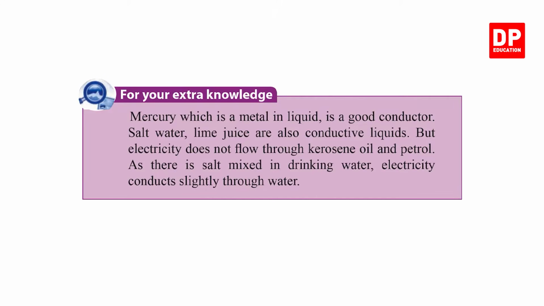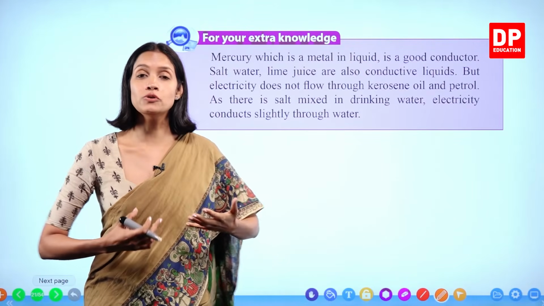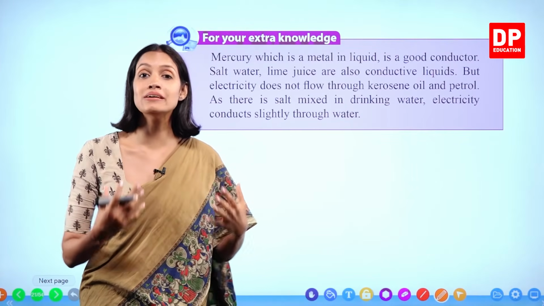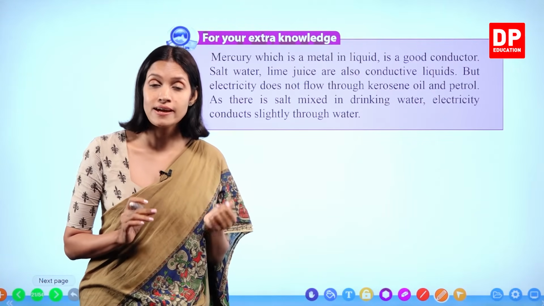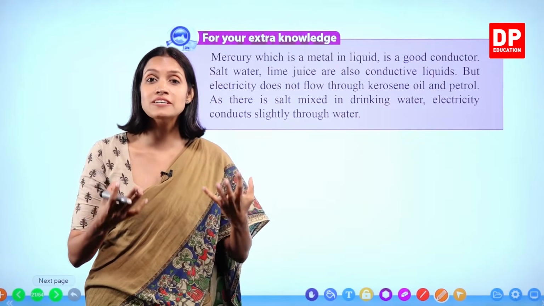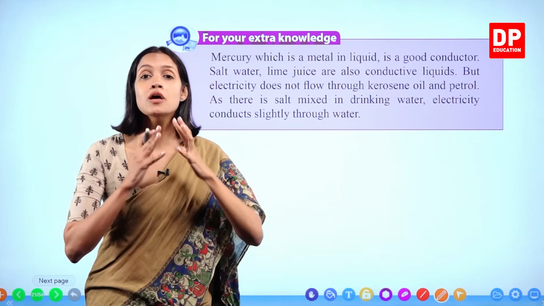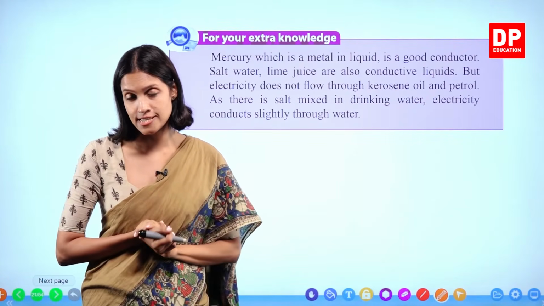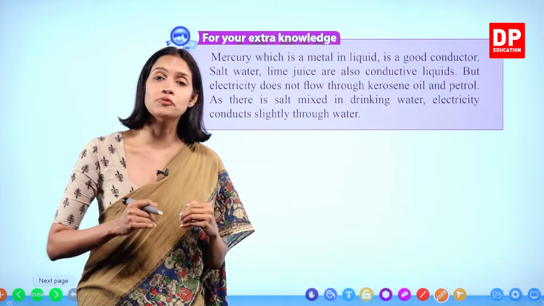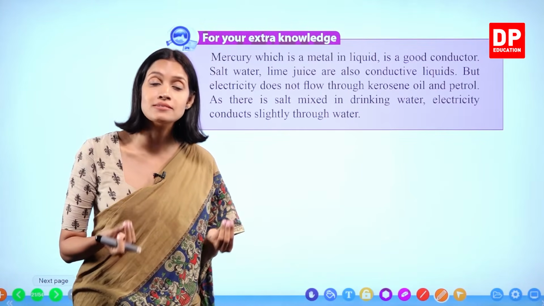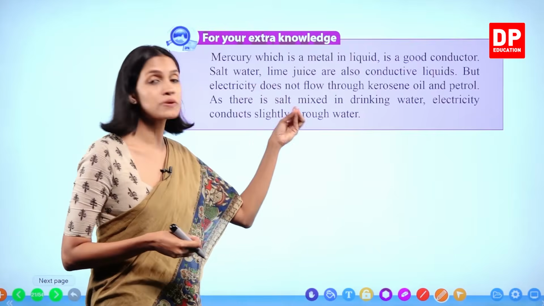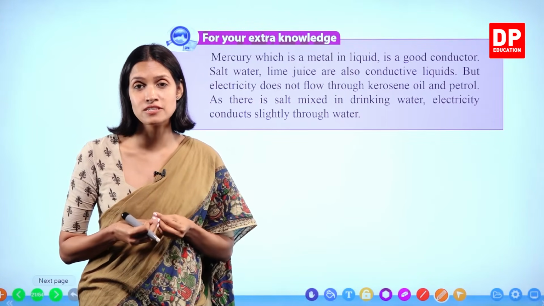As there is salt mixed in drinking water, electricity conducts slightly through water. What about water? Now you all know that drinking water contains a lot of minerals dissolved in it, right? Therefore it conducts electricity. At the same time, if you consider pure water, remember, children, pure water does not conduct electricity. However, drinking water has a lot of substances dissolved in it, even though we can't see them, a lot of minerals. Because of the presence of minerals, it can conduct electricity.